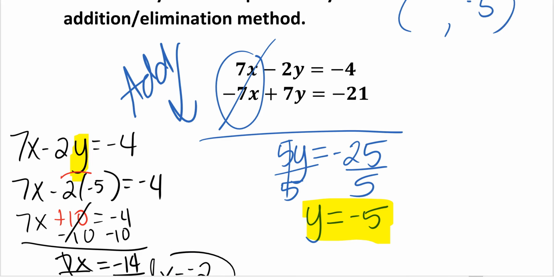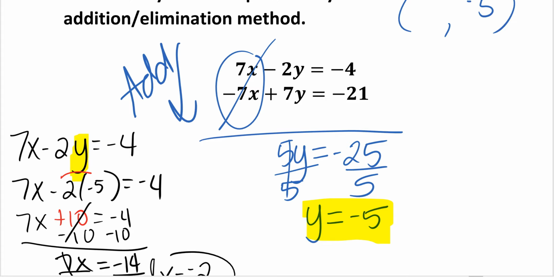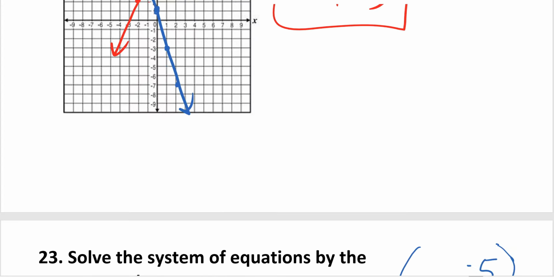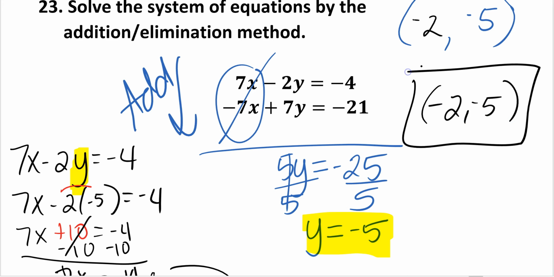So the solution to my system is, wait, what was that? -2, -2, comma, -5. So the answer to the system is -2, -5.